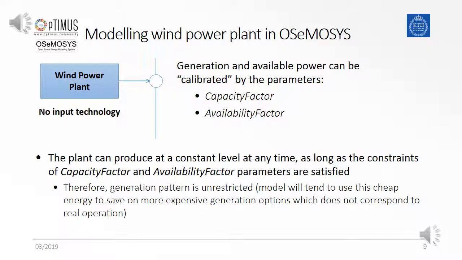For wind plants, no input technology is necessary, as we do not model the wind. We could, but since it is for free, it would not affect our cost optimization. However, in osmosis, the wind power efficiency and the profile have to be calibrated using the capacity factor and the availability factor. Remember, the capacity factor is for unplanned outages or capacity losses.